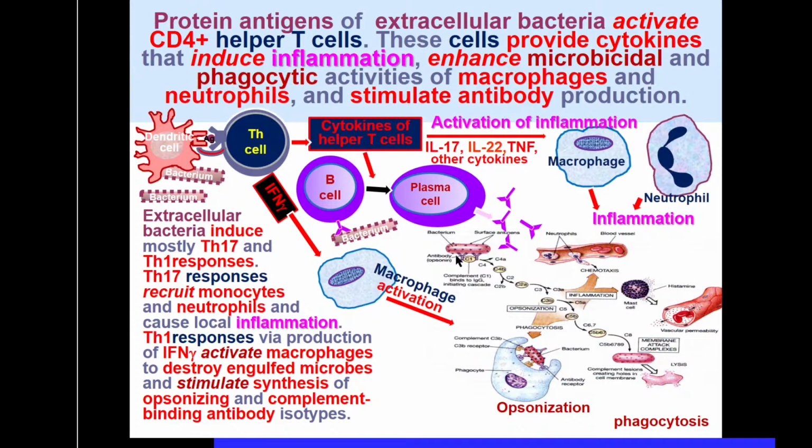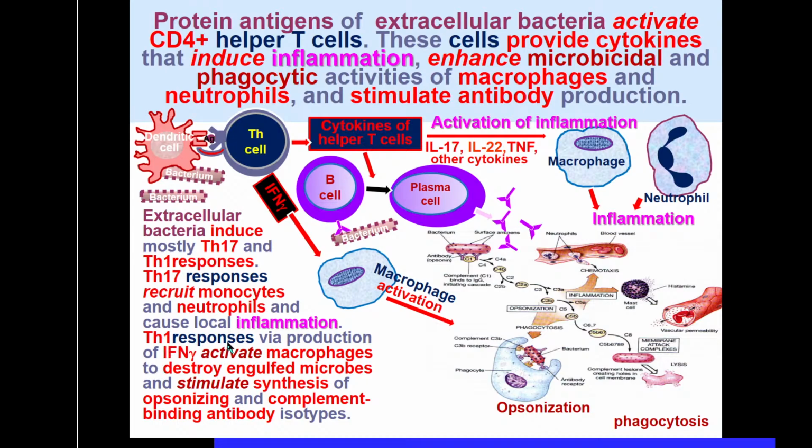When we talk about cellular components of the elimination of extracellular bacteria, we have to talk about CD4 cells, first of all. CD4 cells are critically important cells to activate the immune response to extracellular bacteria. On the left part of the slide you see a dendritic cell that presents bacterial antigen to the naive T helper cell, which recognizes this microbial antigen by the T cell receptor.